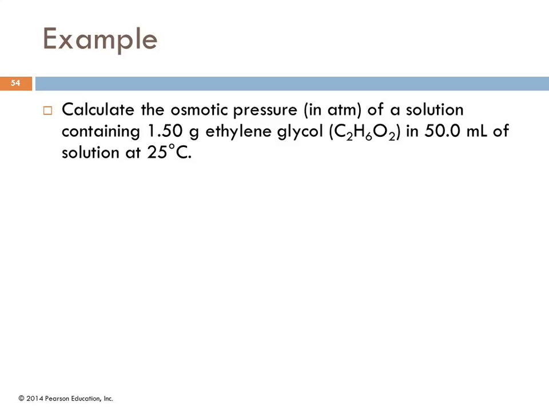Let's do an example. Calculate the osmotic pressure in atmospheres of a solution containing 1.5 grams ethylene glycol in 50 milliliters of solution at 25 degrees Celsius. Osmotic pressure equals MRT. So we need the molarity, we need the ideal gas constant, and we need the temperature in kelvins. What's the molarity of the solution? We got to calculate it, don't we?